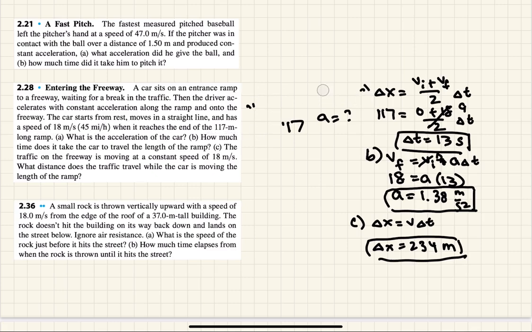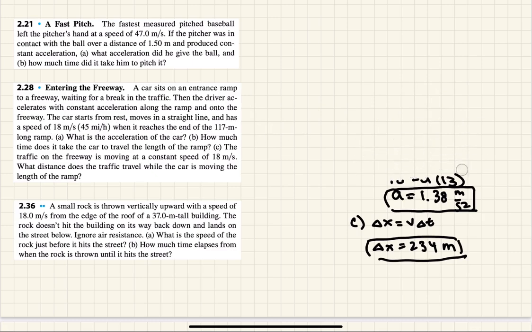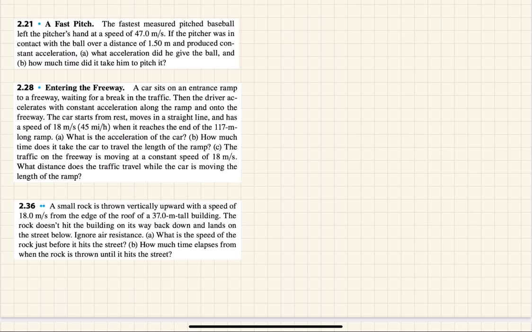All right, and last problem coming up. This one is going to be a motion due to gravity problem. A small rock is thrown vertically upwards with a speed of 18 meters per second. And so we know initial velocity is positive 18 because it's going upwards, from the edge of a roof 37 meters tall. And then it lands on the street below. So displacement is going to start on a building and then go all the way down. So it's going to actually be negative 37. It's going downwards. And we know g is 9.8 meters per second squared, and don't forget to add the negative sign.